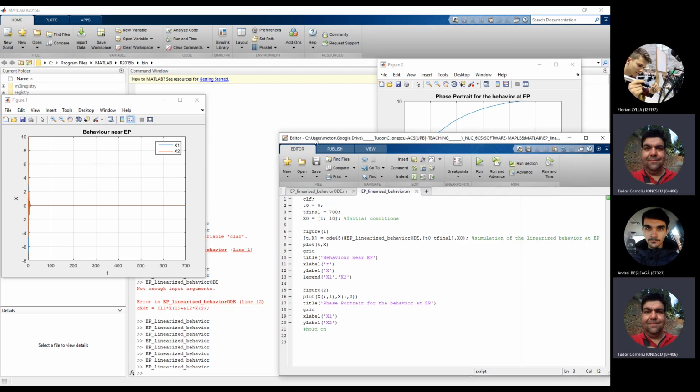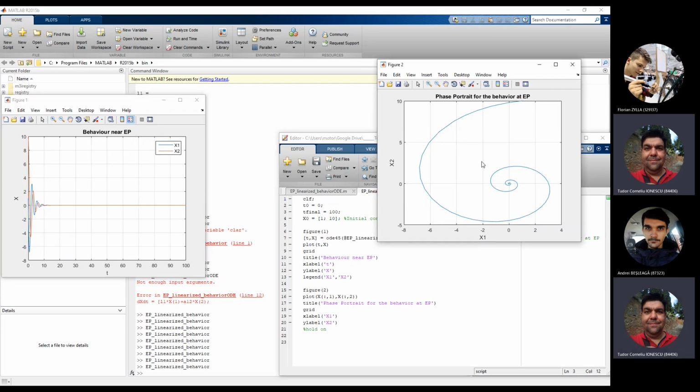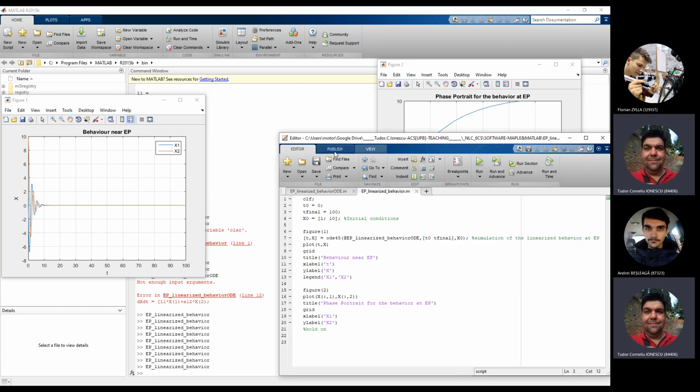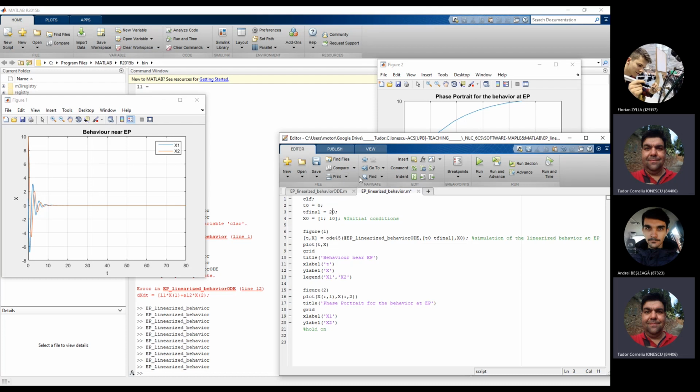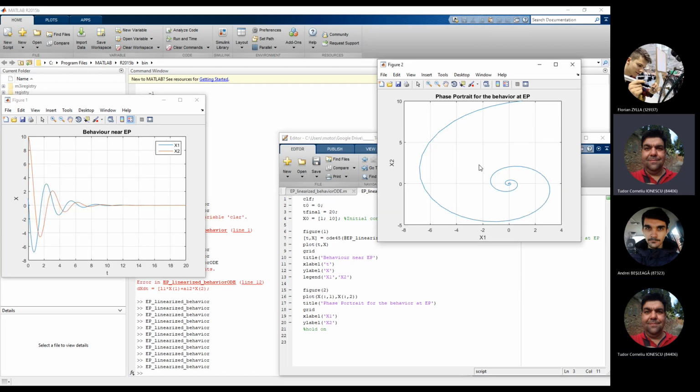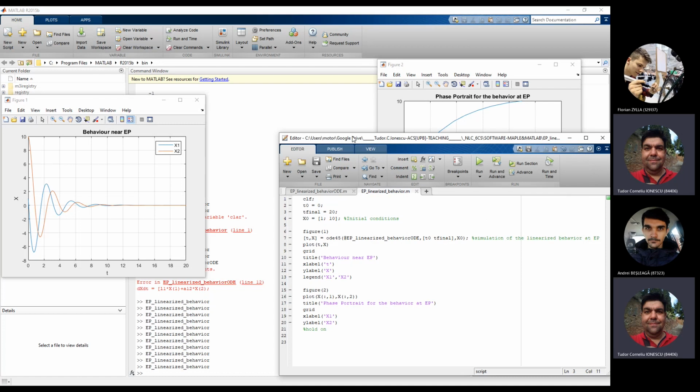I think that 700 is a bit too much. So let's make it 100. This is better. Okay? This is much better. So this is a stable focus. This is how the pendulum is behaving. This is too much. Make it 20 or so. Yeah. This is the behavior of the pendulum. A stable focus.